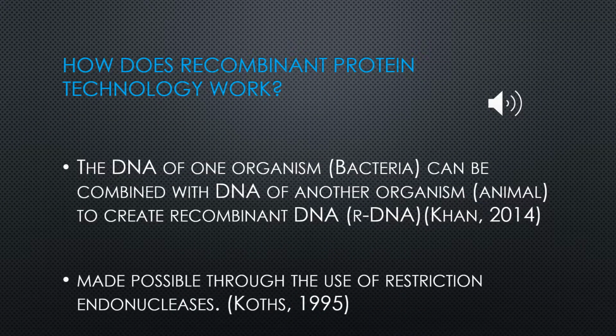So how does recombinant protein technology actually work? One of the fascinating aspects of DNA is that DNA of one organism, bacteria, can be combined with the DNA of another organism, animal, to make a unique combination known as recombinant DNA or rDNA. Through combining two or more different strands of DNA, scientists can create a new strand of DNA. Usually, this is the combination of human and microorganism. This process is made possible through the use of restriction endonucleases.